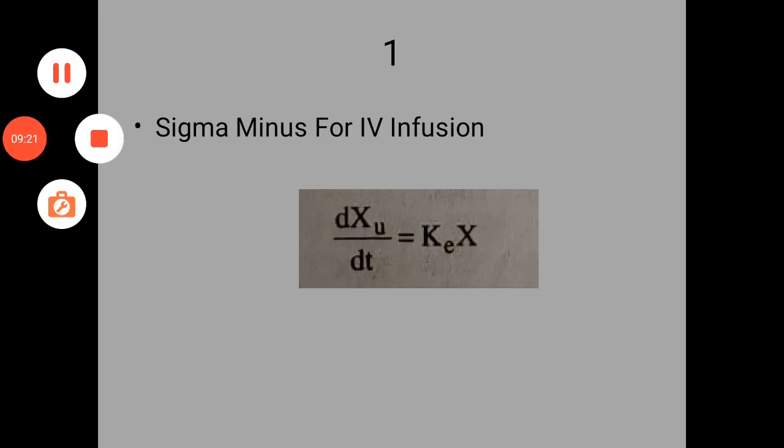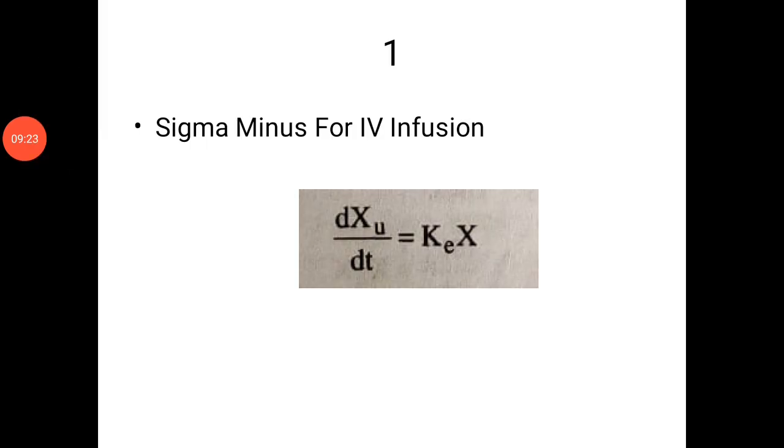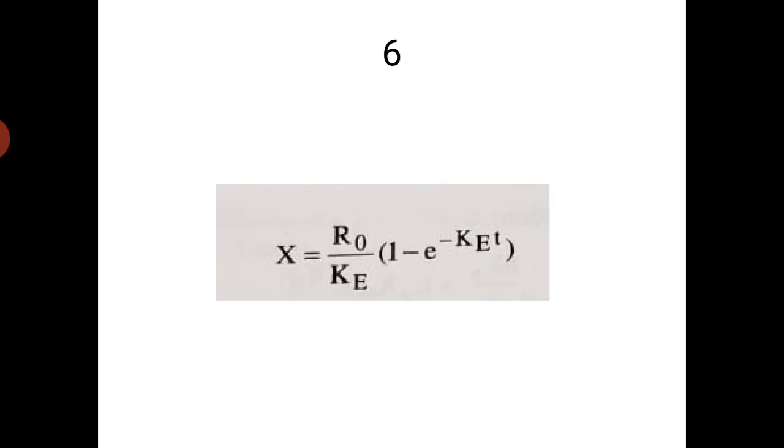The second one is the sigma minus method for IV infusion. The first equation is the same, that is dXu/dt is equal to Ke X. Now what is the equation for X for an IV infusion, in the one compartment open model? What is the value of X? You remember, X is equal to R0 by Ke into 1 minus e raised to minus Ket. Substitute this equation in the previous equation.